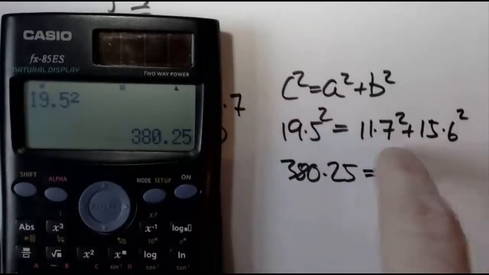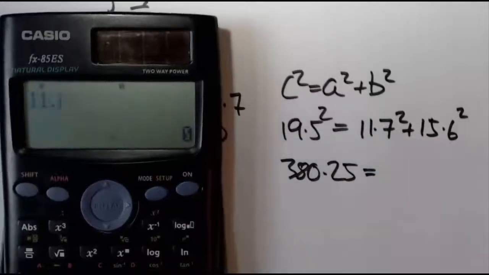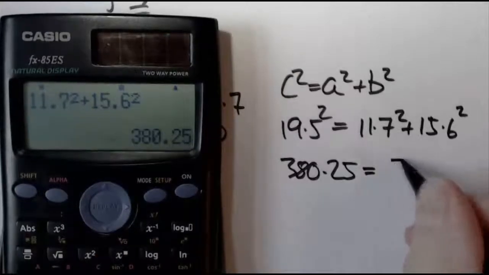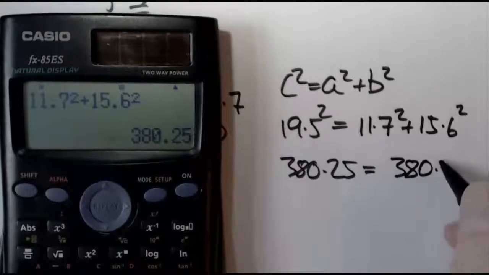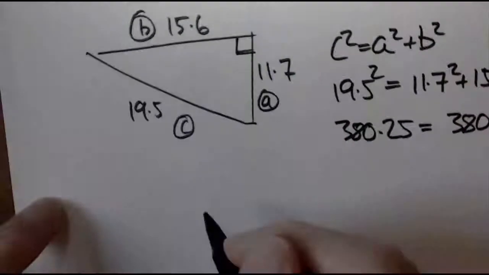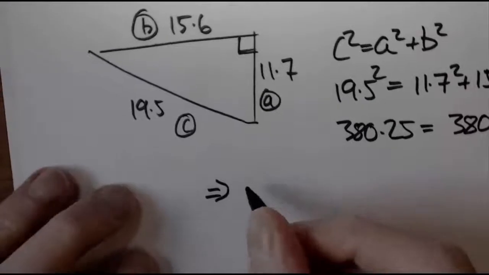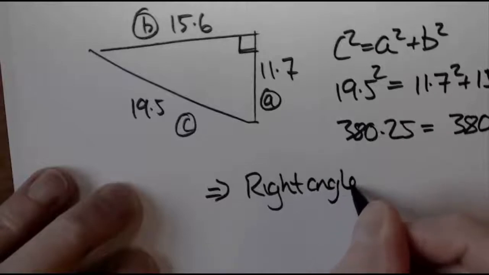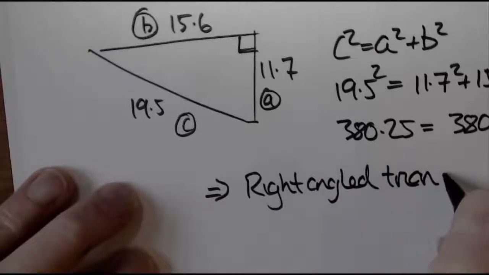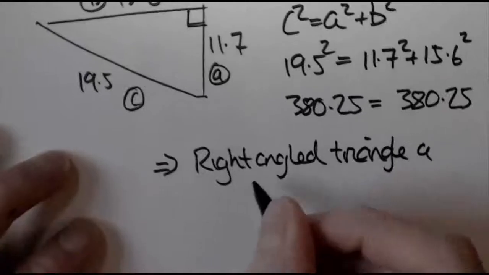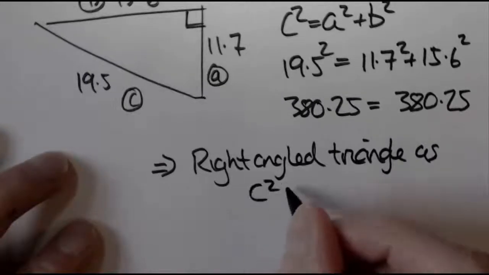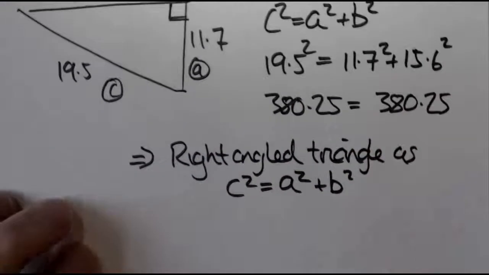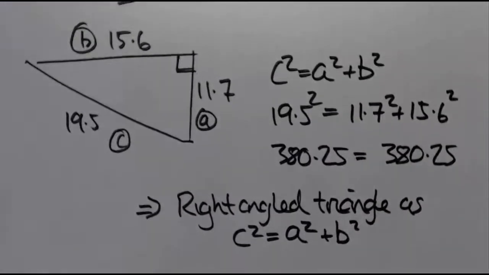That should equal that. So if I now go 11.7 squared plus 15.6 squared, that equals the same. So we can just say, therefore, the right angle triangle, just say as c squared equals a squared plus b squared. So remember to label these, and that's hopefully answered that question.